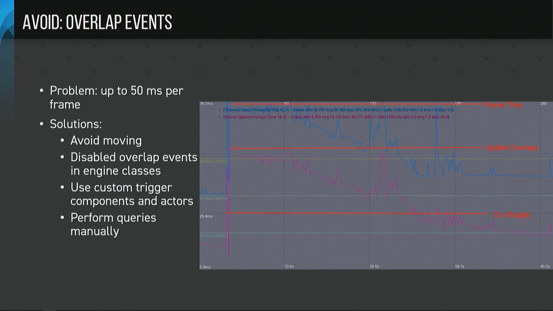And then most of the time you don't need this detailed information. You don't need to know what is overlapping where, but in most of the cases you just want to know if the player is close enough to one thing and then trigger something. So that's why we implemented custom trigger components and actors in order for people to use this for their gameplay functionality. And then if you really need this detailed information that overlap events give you, you can still go in and call a function like sphere overlap actors and on demand basically get this information and do the overlap check.